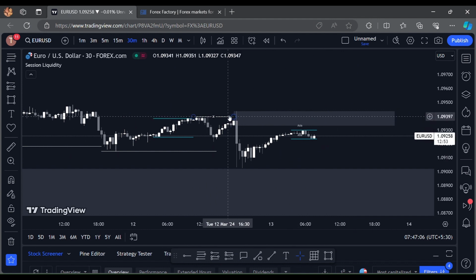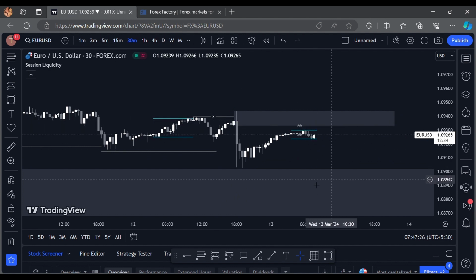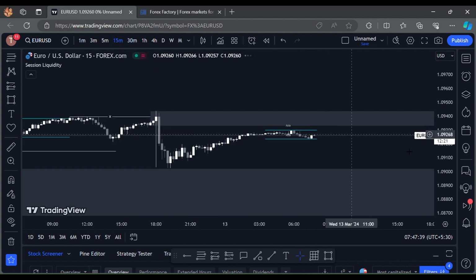This is the 30-minute chart and we are having an unmitigated POI in the 30 minutes. So most likely if we are going to break this high, we are going to switch into the bullish phase and this will be the low. But if not, then we are going to see a reaction from this POI and we are going to move into the downward direction, mitigating this higher time frame POI and then move into the upside direction. So let's move to the 15 minutes for the session's liquidity and the bias for today.